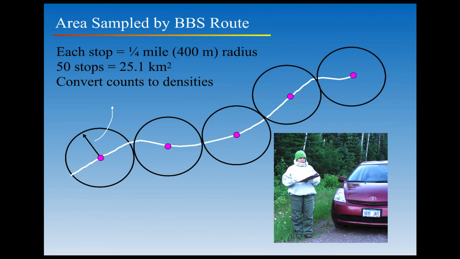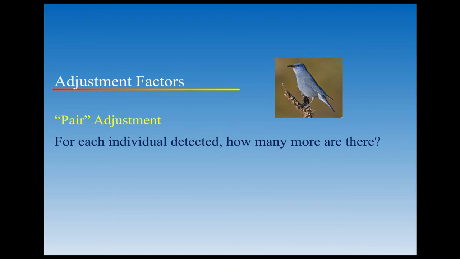Calculating how many birds are out there is very straightforward from an arithmetic standpoint, but the things we started thinking about got really interesting, and I want to share some of those. So this first one we call the pair adjustment. That is, every time you detect a bird, say the pinyon jay, that's kind of an odd one to have up there, I guess, but every time you hear a bird singing and you count it, how many other birds are out there? Because you know you're not counting them all.